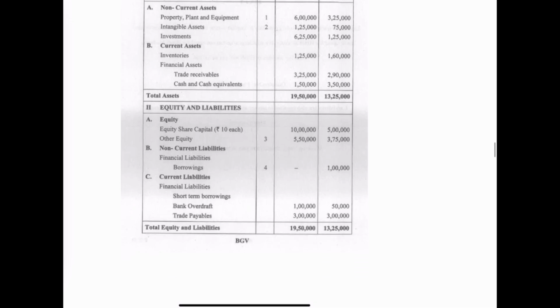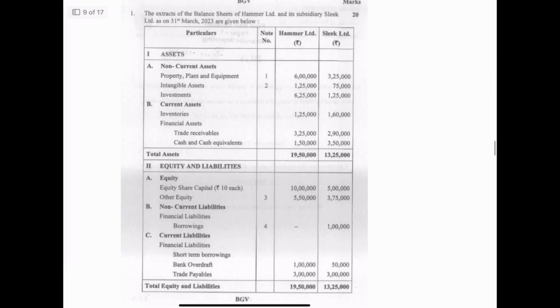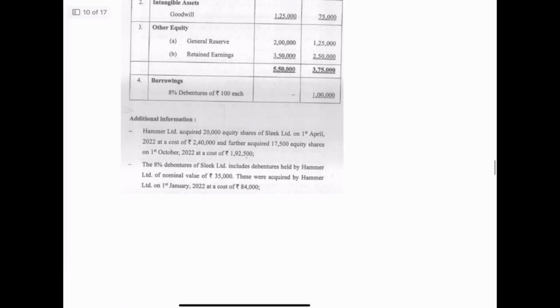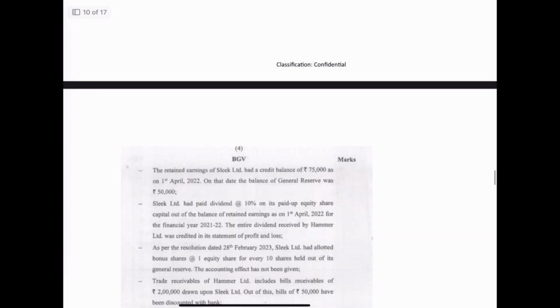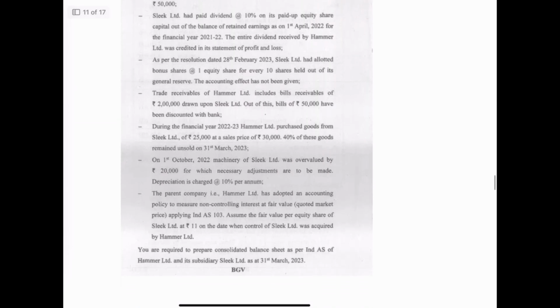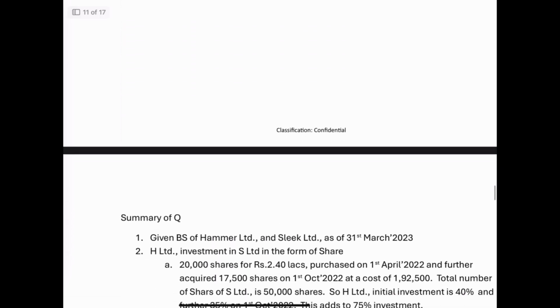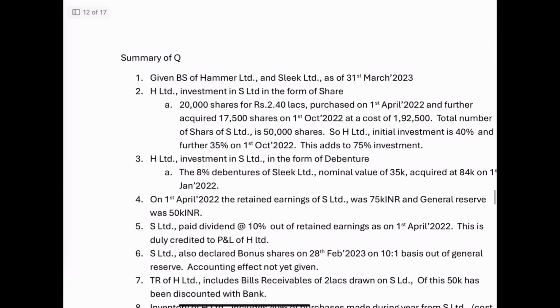Here they've given the balance sheet of Hammer Limited and Sleek Limited, and they have given some notes to accounts and some additional information, so please go through. Now we'll have to prepare the consolidated financial statement of both Hammer Limited and Subsidiary Limited together as of 31st March 2023 under IND AS 110. So now let's get into the sum.